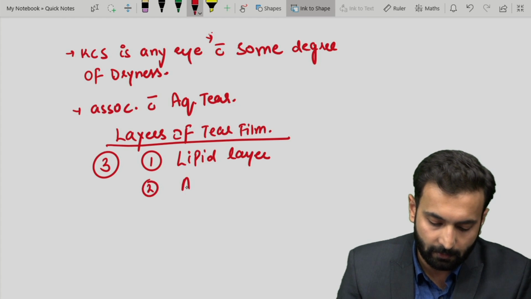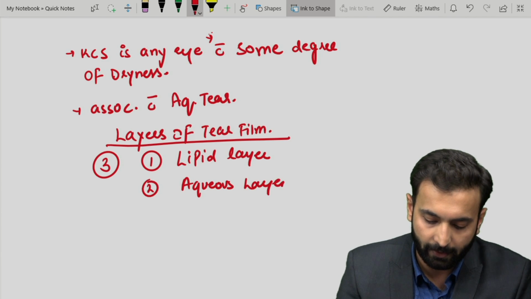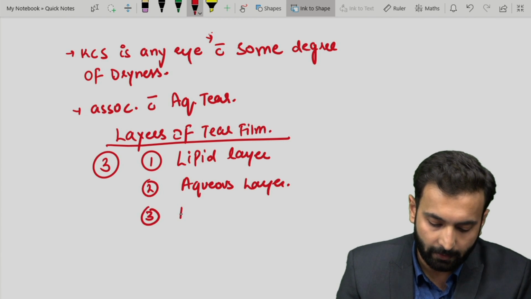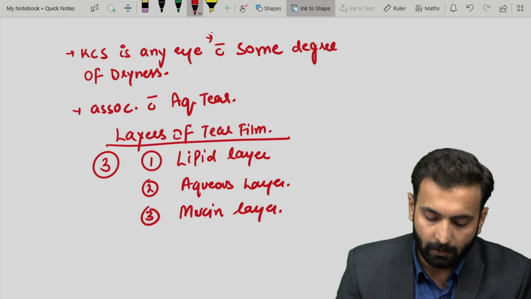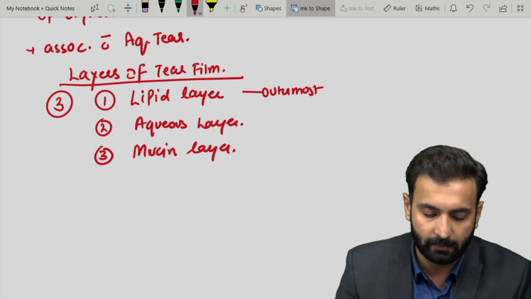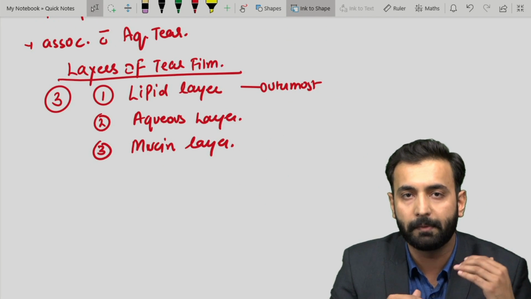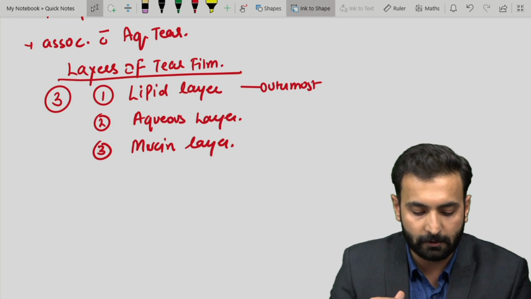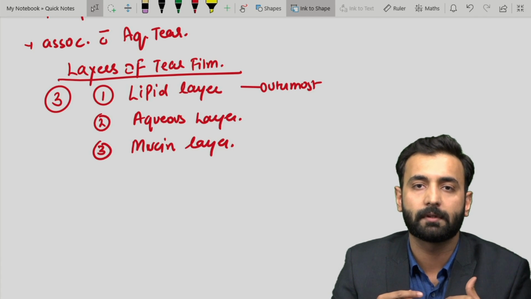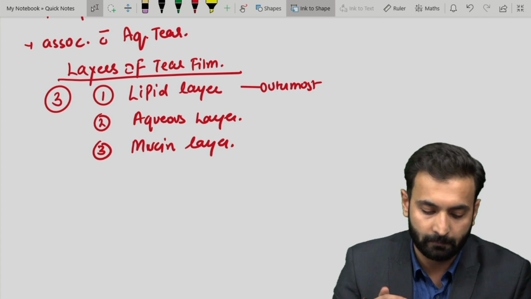Second layer is the aqueous layer. So KCS is associated with the aqueous layer, and the third layer is the mucin layer. The lipid layer is the outermost and it is in direct contact with the ambient air, whereas the mucin layer is in direct contact with the cornea, it is the innermost layer.